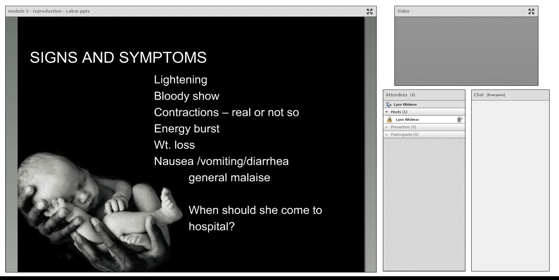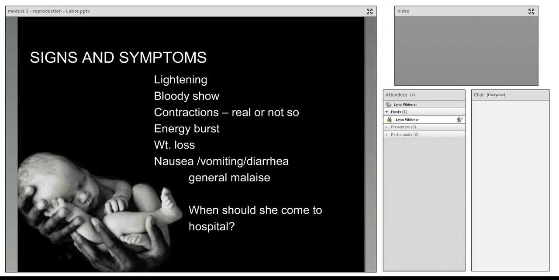Energy burst. A lot of women have this nesting, and they go through this pulse of energy where they want to clean everything, and they want to fold the baby's clothes, and then they refold the baby's clothes, and then they refold the baby's clothes. So it's an energy right before the baby's born. Hence, we sometimes see some weight loss a week or so before labor actually begins. And that's what was the next point, was weight loss.